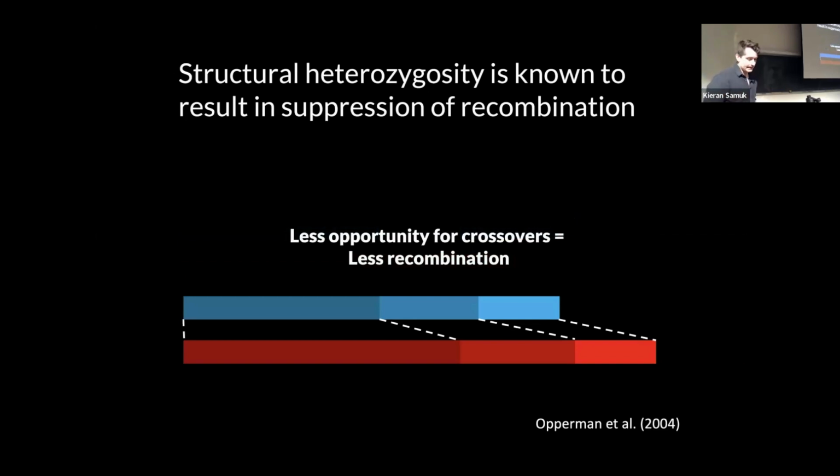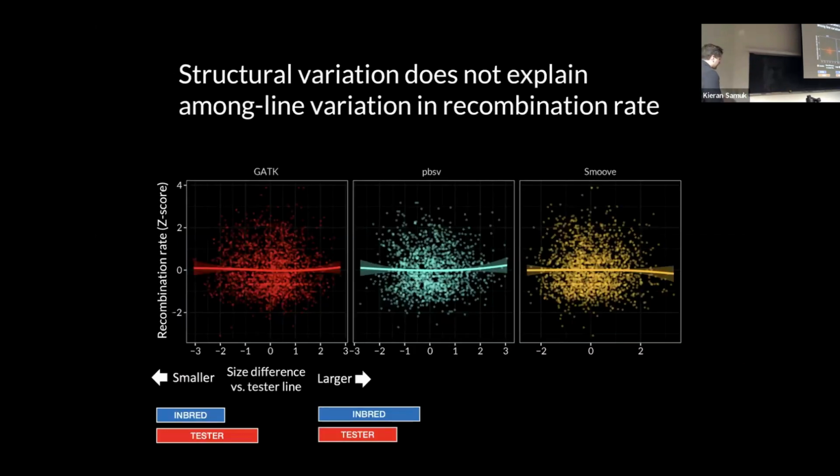So less opportunity for crossovers might mean lower recombination. And there's some evidence for this, for example in Arabidopsis, there's lots of great evidence for this. So what we did was we went through and quantified recombination rate differences in windows along the genome. We were looking at the difference between the inbred line and the tester line, and we asked, is a size difference, just in terms of base pairs, of a particular region between the inbred and tester line in any way related to recombination rate?